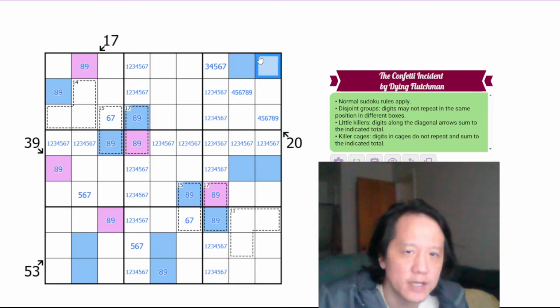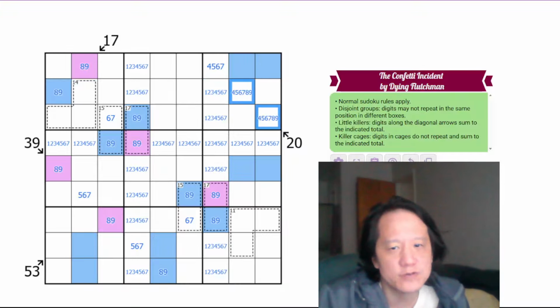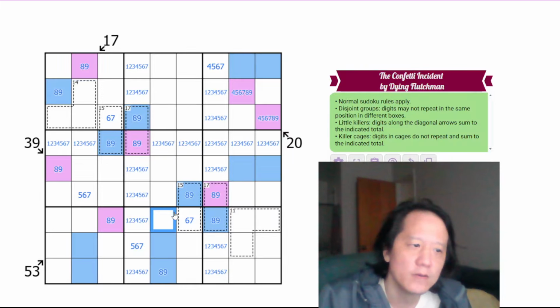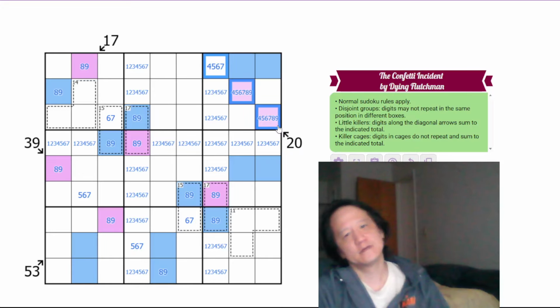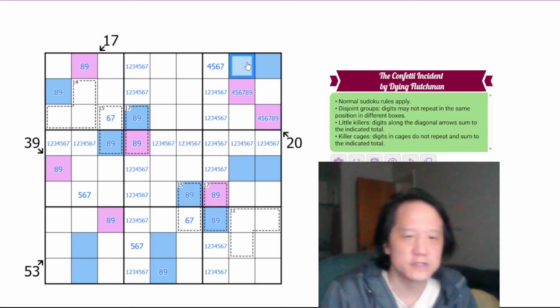So blue cannot ever be part of this diagonal. So it cannot be 3, 8, 9. So that means the pink one has to be one of these two. We don't know which. Interesting. So it's either 4, 7, 9, 5, 6, 9, or 5, 7, 8. Can we not have an 8, 9 here is kind of a question, right?